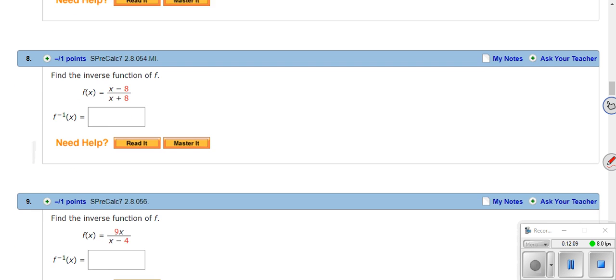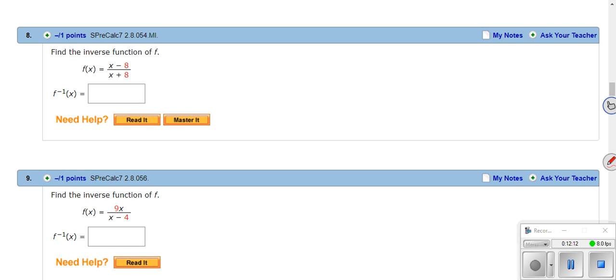Okay, I did want to do number 8 because I want you to see the process when you have more than one y variable that you're going to be solving for. So again, first step is I'm plugging y in for f of x. So y equals x minus 8 over x plus 8. Switch your x and y variables. So x equals y minus 8 over y plus 8.